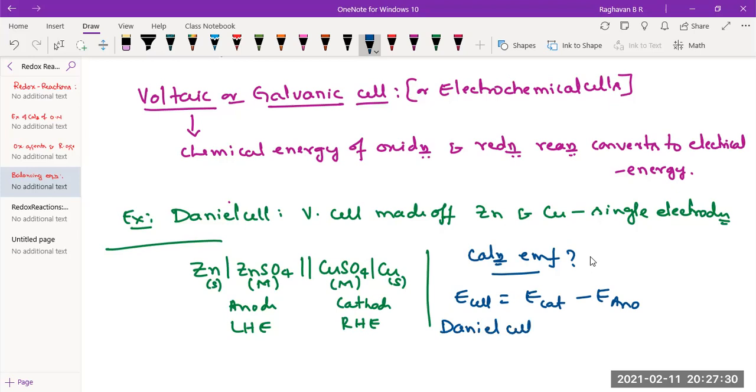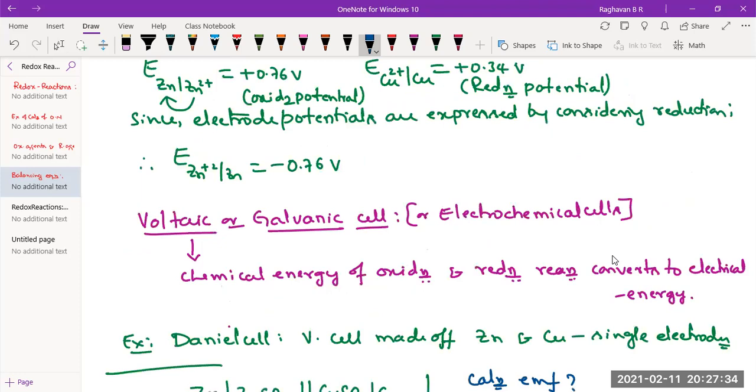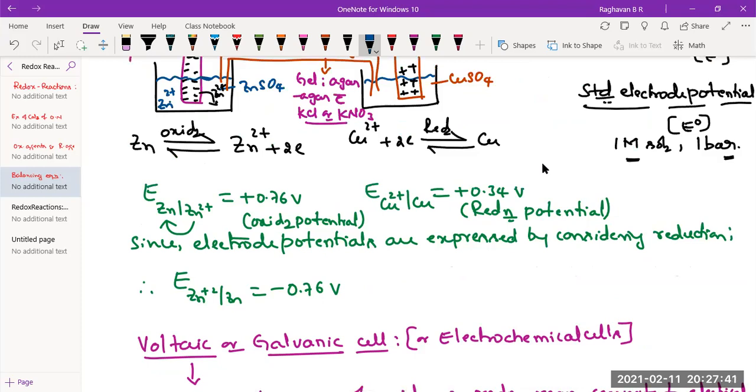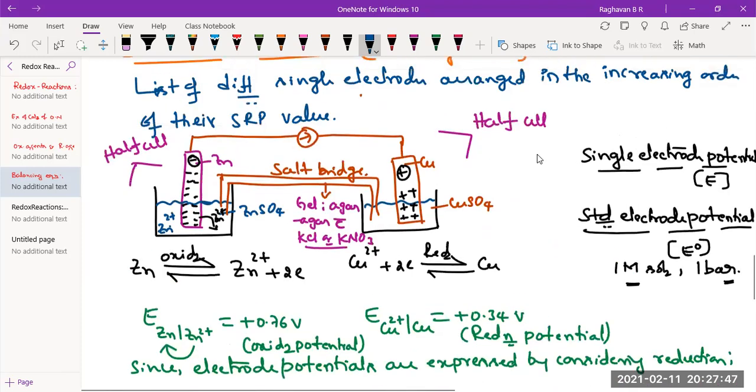which is anode and which is cathode, you should always remember: anodic oxidation, cathodic reduction. It means the electrode where oxidation takes place is the anode, and the electrode where reduction takes place is the cathode. So here in the Daniell cell, oxidation happens at the zinc electrode, so it is the anode. Reduction happens at the copper electrode, so it is the cathode.